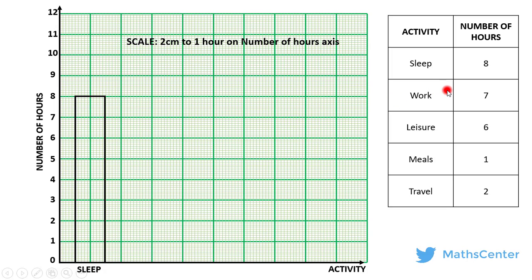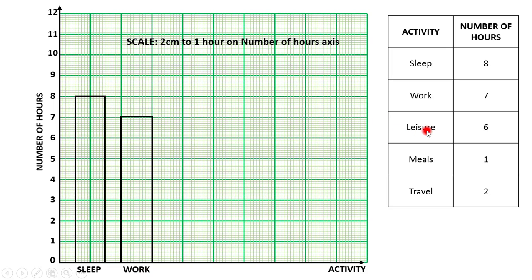We will move on to the next bar, which will be the bar for work. Remember that we are leaving 5 minor divisions or 5 small boxes between the bars. So you count 5 minor divisions or 5 small boxes. Then I'll draw a vertical line from 0 up to 7 because the number of hours for work is 7. Then I'll count 10 minor divisions or 10 small boxes, and then I'll draw another vertical line from 0 up to 7. Then I'll close it up with a horizontal line, and this will be the bar for work.